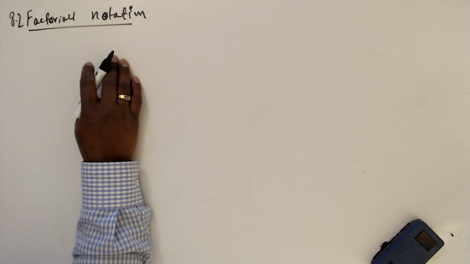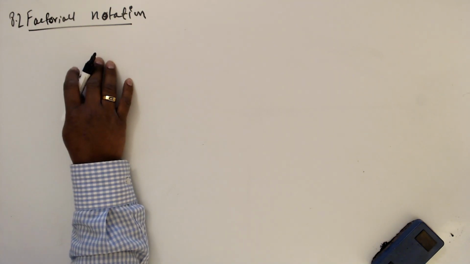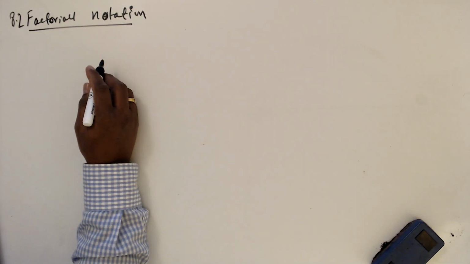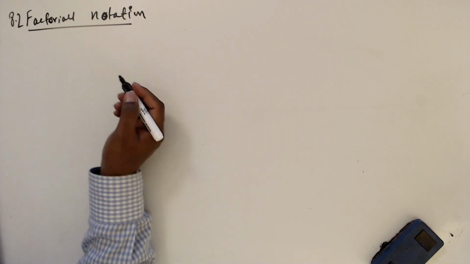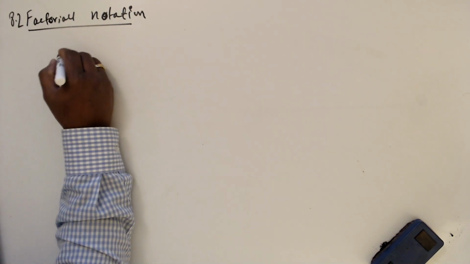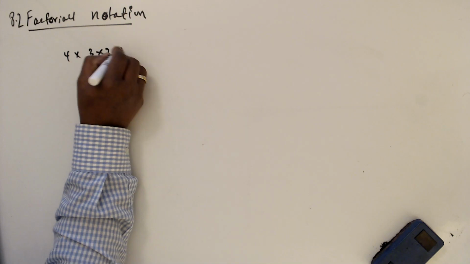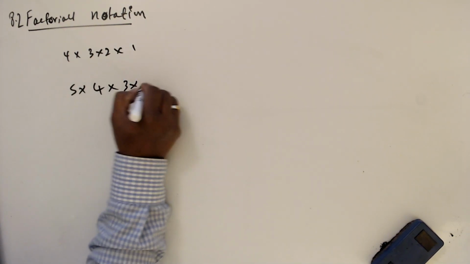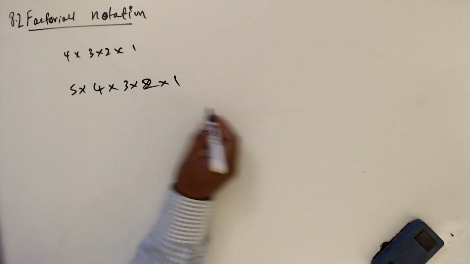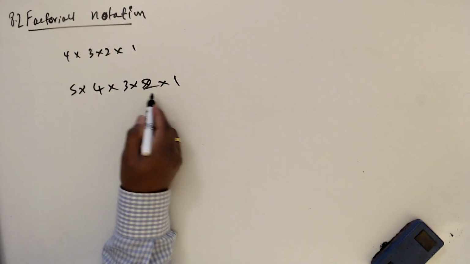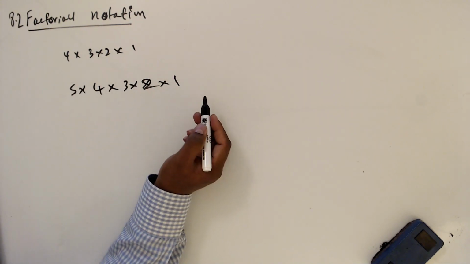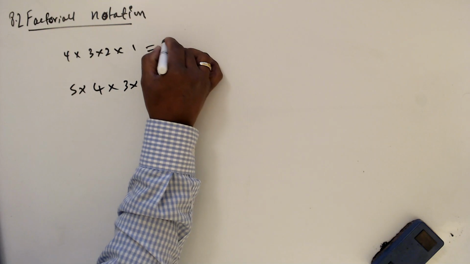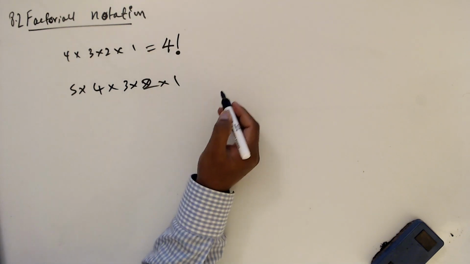8.2 Factorial notations. We already discussed factorial notation, but we'll discuss it a little further. For example, 4 times 3 times 2 times 1, or 5 times 4 times 3 times 2 times 1. How can you write this to save time, instead of writing everything out when we need it? We can introduce a notation like this, 4!, and this is factorial notation.